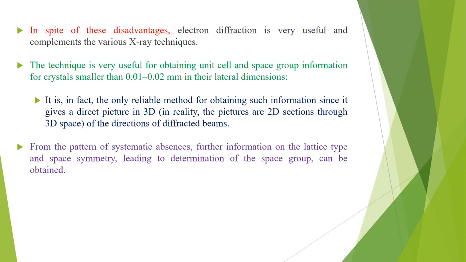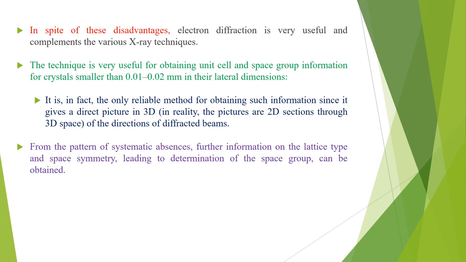This technique is very useful for obtaining unit cell and space group information for crystals smaller than 0.1 to 0.2 millimeter in their lateral dimension. It is in fact the only reliable method for obtaining such information, since it gives a direct picture in 3D. In reality, the pictures are 2D sections through 3D space of the direction of diffracted beams.